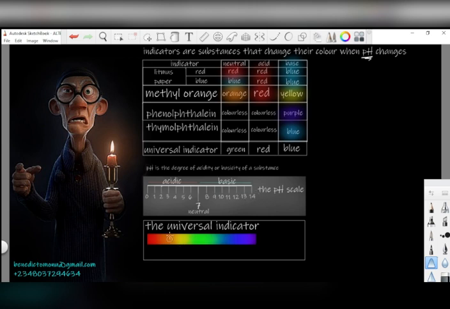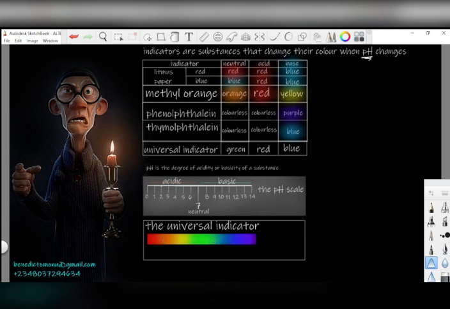Now, when an acid is strongly acidic, the universal indicator would be red in color. It shows the red color for strong acid, orange and yellow color for weak acids. Those correspond to 4, 5 and 6. In neutral, it's green. In weak bases, it's blue. In strong bases, it's blue too, but it tends to become purple and violet, just very much like the ultraviolet end of the electromagnetic spectrum of light.